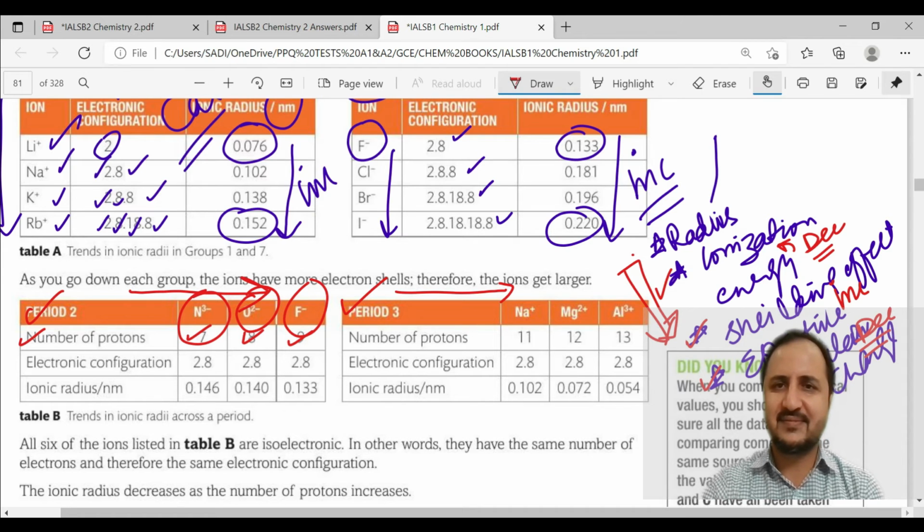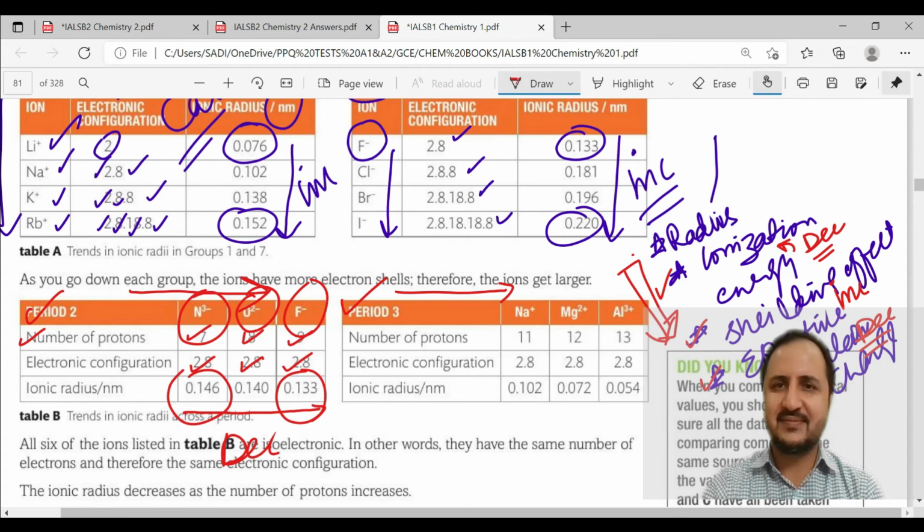Look at the configuration. They all have the same electronic configuration. But the radius, which is the ionic radius, is affected tremendously. And you can see it is decreasing. What's the reason for this decrease?